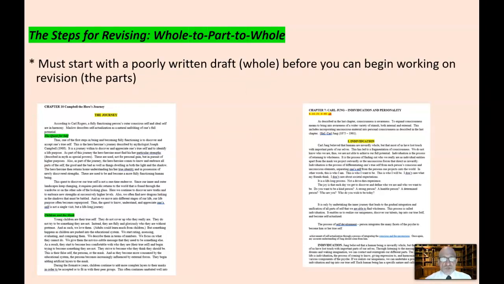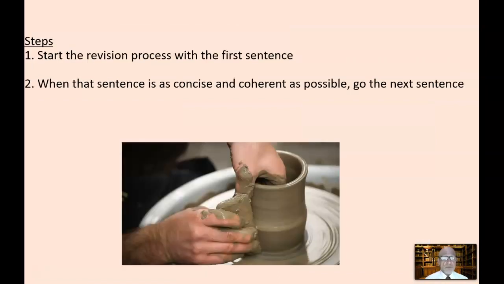You must start with a poorly written draft. Now, this works best from whole to part to whole. The whole is that poorly written first draft. And here's some examples of poorly written first drafts that I have. I like to use color codes to denote the headings and the subheadings. That just makes it a little easier for me to see the structure of what I'm writing. But start with that poorly written first draft. That's the whole. Now we're going to go down to the parts.